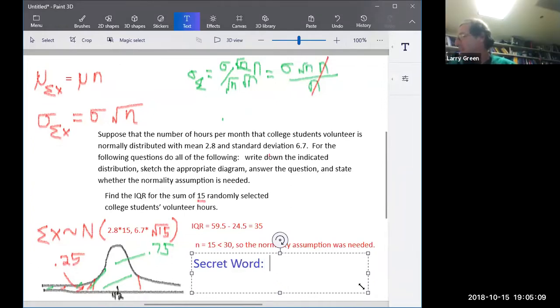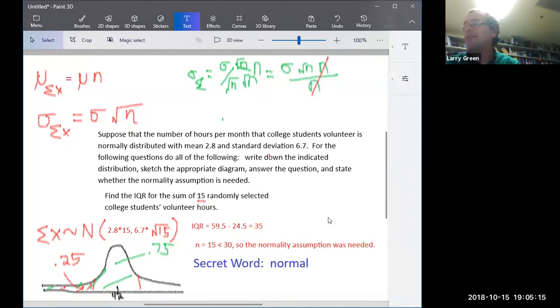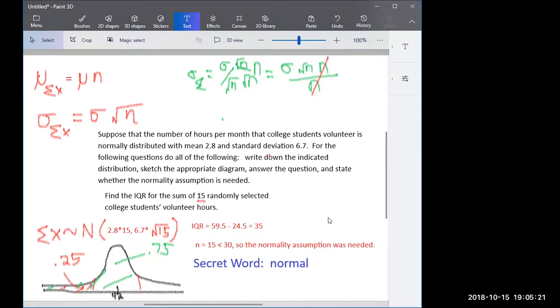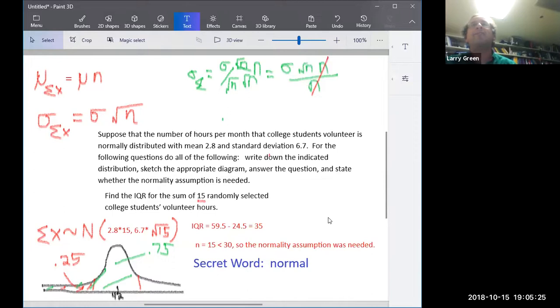The secret word today is normal. Because if you don't have a normal distribution, you can't really do anything. But if you have a sample size that's large enough, there's no assumption: n greater than 30 for the quantitative, or np and nq greater than 5 for the yes/no question, and the central limit theorem tells you that you have a normal distribution. So that's the main thing.